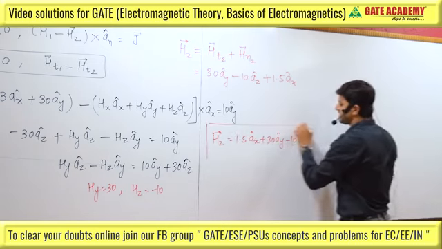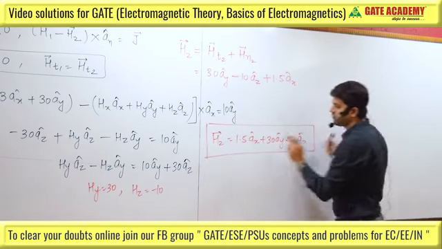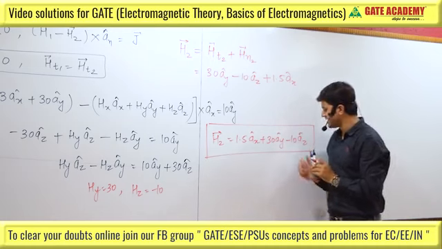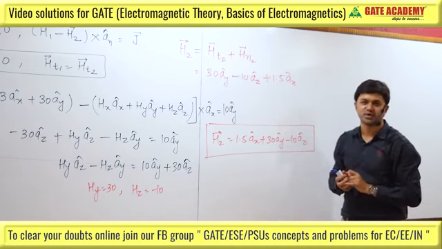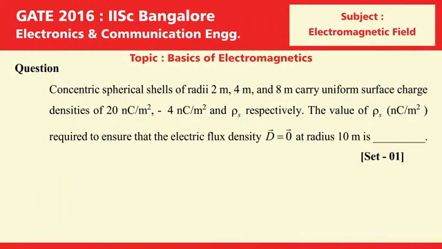So magnetic field in region 2 is 1.5 ax plus 30 ay minus 10 az. Hence the correct option is option A. This question is asked in GATE 2016.